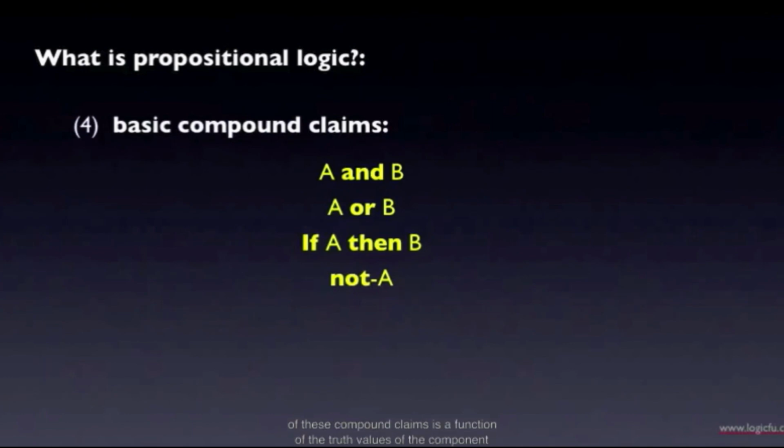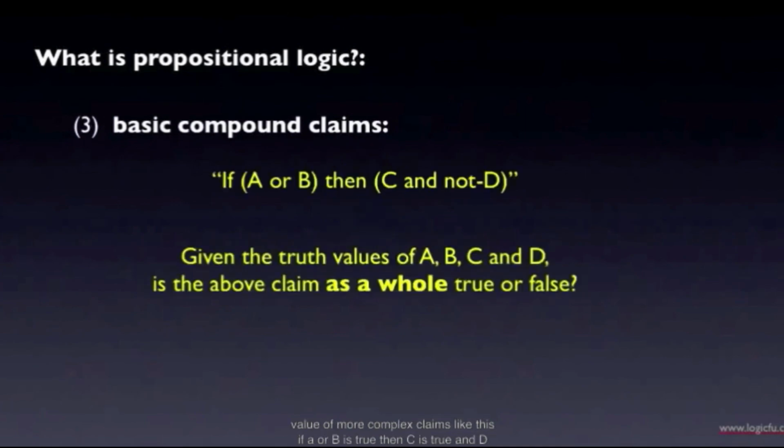Once you know the rules for how the truth value of these compound claims is a function of the truth values of the component claims, then you can evaluate the truth value of more complex claims like this. If A or B is true, then C is true, and D is not true. Given the truth values of all of the component claims, you can work out the truth value of the compound claim.